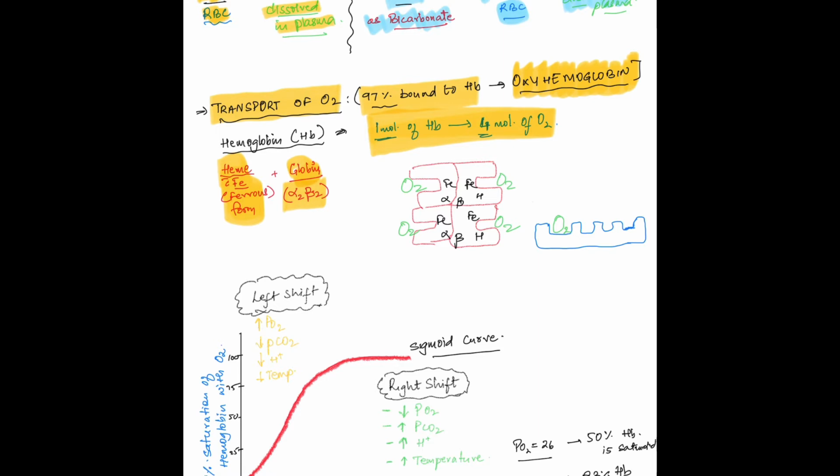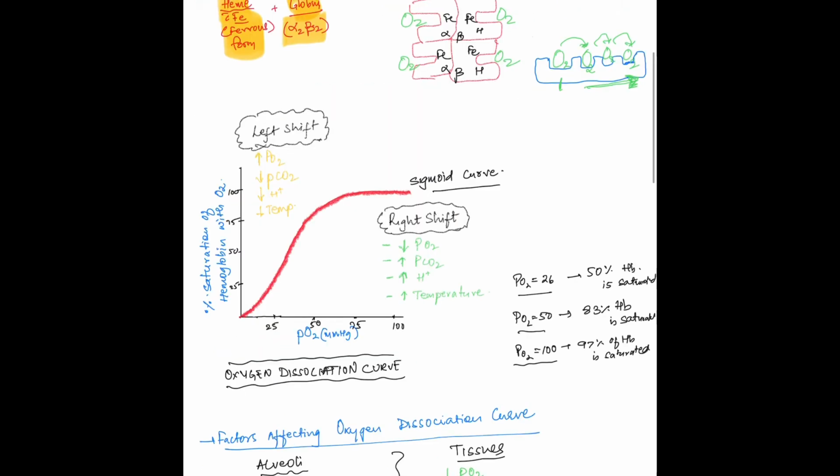When the first molecule of oxygen binds to hemoglobin, it causes changes in the hemoglobin molecule, which makes it easier for the second molecule of oxygen to bind. So when these two are bound to hemoglobin, they bring about further changes which makes it easier for the third molecule to bind, and these 3 molecules make it very easy for the fourth molecule of oxygen to bind to hemoglobin.